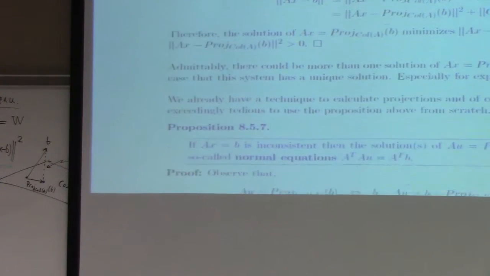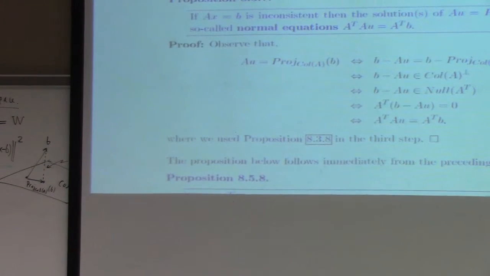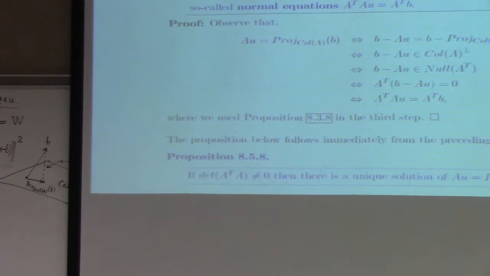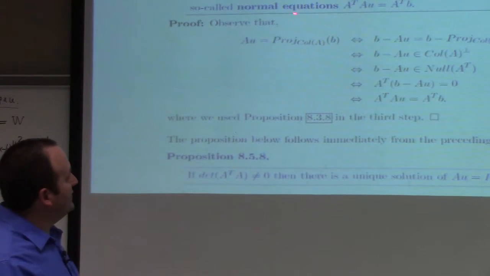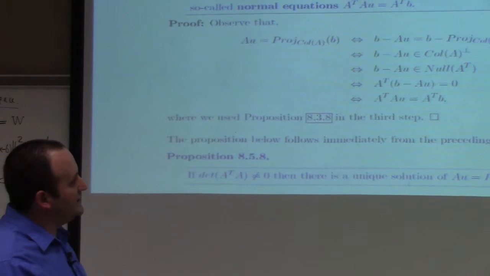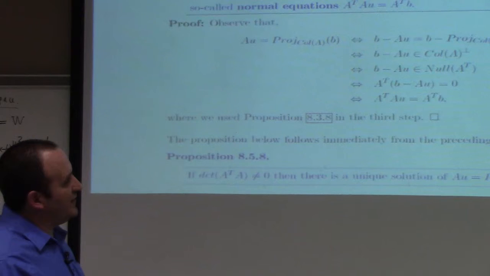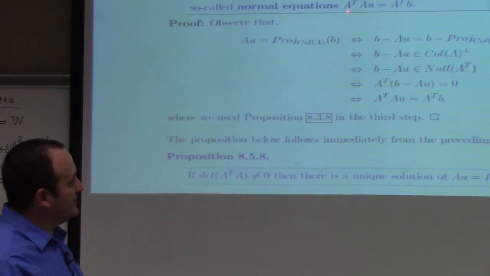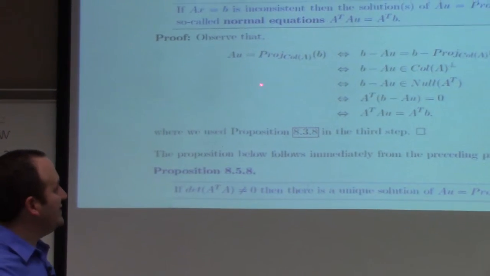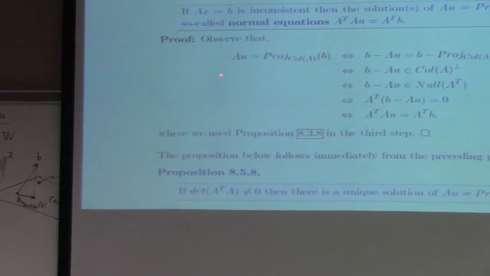Well, that's why this next theorem is so precious. If AX equals B is inconsistent, the solutions are in fact just solutions of the normal equations. So to find the vector which produces the projection onto the column space, you just solve this corresponding system, A transpose AU equals A transpose B. And the reason for that is just this system of equivalences here.